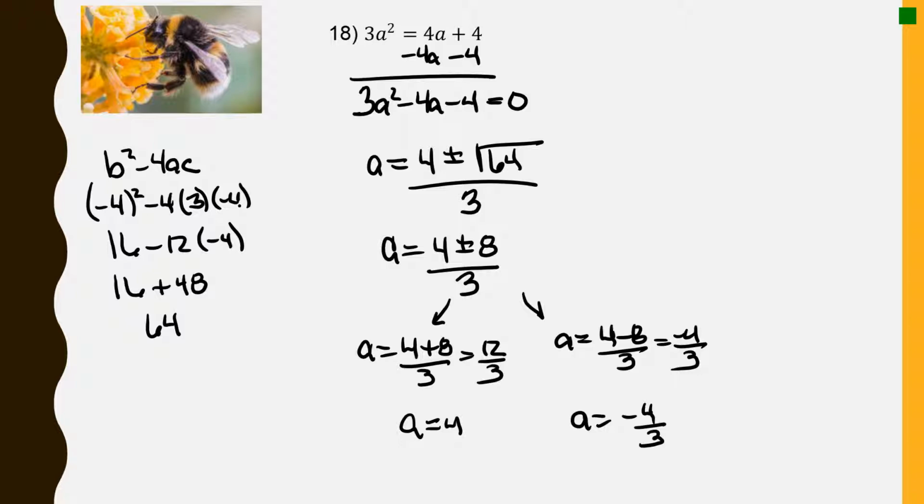So just because I feel the need to do this, are there factors of negative 12 that add up to negative 4? Yup, negative 6 and 2. So that one would have factored if you wanted to do it by factoring.